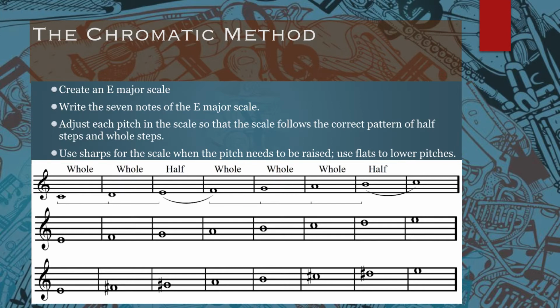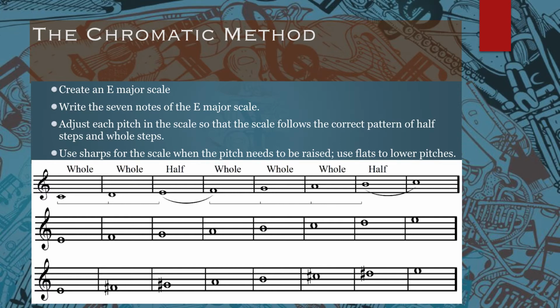So using whole steps and half steps is another way to create major scales if you don't want to think about the circle of fifths. And this may be easier for some people. So it doesn't really matter which method you use as long as you arrive at the same conclusion, which is that E major has 4 sharps. And as long as you write in the correct sharps, you will write an E major scale. Doesn't matter whether you use a chromatic method or the circle of fifths method.